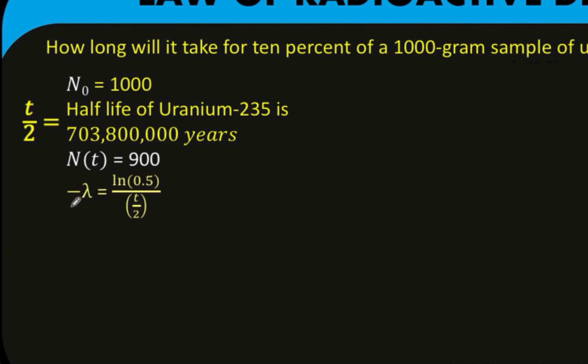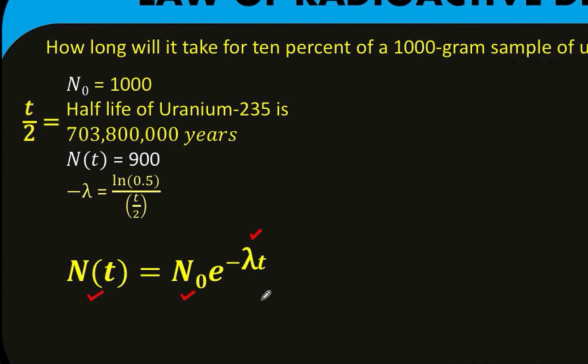The formula for negative lambda that we already derived previously is ln of 1/2 or ln 0.5 divided by the half-life. Here we know the half-life to be this value. And we also derived that the formula for radioactive decay is N of T equals N sub 0 times e raised to negative lambda T. So we know the value of N of T, we know the value of N sub 0, we can compute for the value of lambda, then the only thing for us to solve is T, which is what we want to find in this problem.